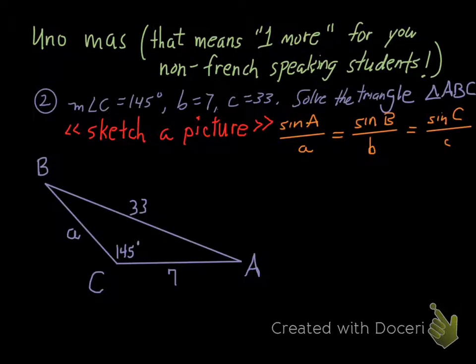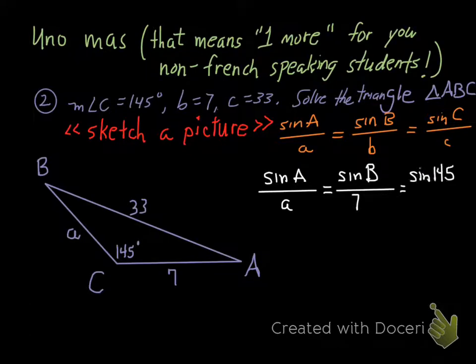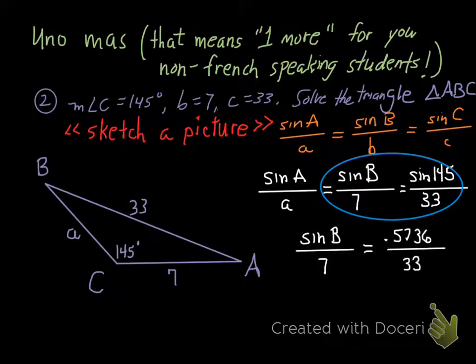Here's our skeleton for the law of sines. Let's plug in what we do know. Sine of A over a equals sine B over 7 equals sine 145 over 33. I see immediately the power fraction is that third fraction, sine 145 over 33. There are 2 pieces of known information. And I'm going to set that equal to the second fraction. At least I have 1 known piece of information there. I've got 3 out of 4. That's what I need. So here's the proportion.